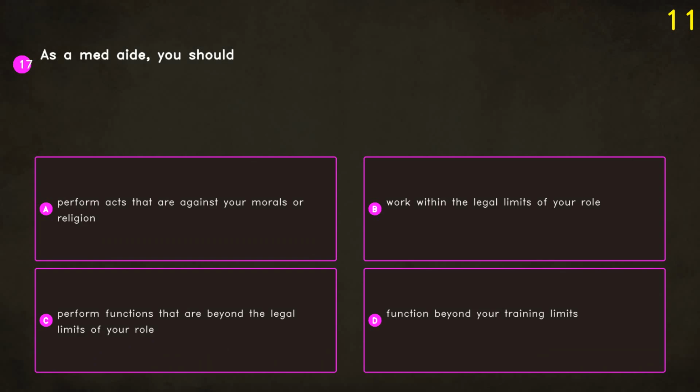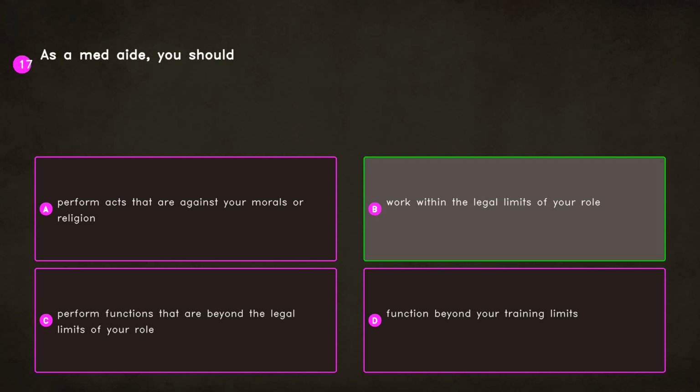Question 17. As a med aide, you should A. Perform acts that are against your morals or religion. B. Work within the legal limits of your role. C. Perform functions that are beyond the legal limits of your role. D. Function beyond your training limits. The correct answer is work within the legal limits of your role.